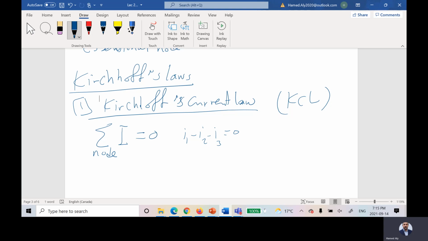But some of you studied in physics: summation in equals summation out. I1 is entering, and I2 and I3 are leaving. So I can say I1 is equal to the summation of I2 and I3, which is similar to that equation. Any question? Any question for that?